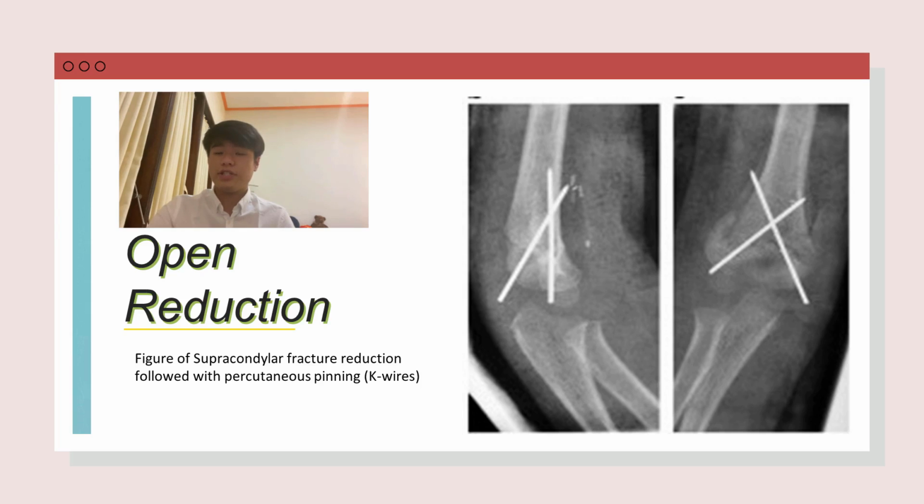Approaches for open reduction in supracondylar fracture surgery include anterior, medial, lateral, and posterior approaches. Anterior and anteromedial approaches are used for posterolaterally displaced fractures associated with vascular compromise and median nerve injury. Medial and lateral approaches are decided based on where the periosteum is torn. In addition, the posterior approach is not recommended because it may harm the blood supply to the distal humerus. As soon as reduction has been achieved, cross Kirschner wires are recommended for fixation. And here is the figure of supracondylar fracture reduction followed by percutaneous pinning with K-wires.